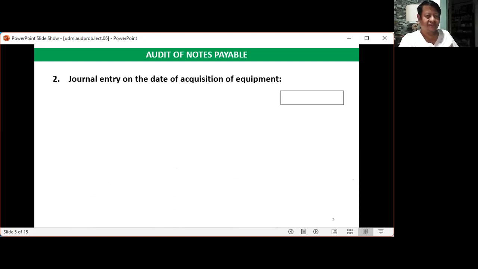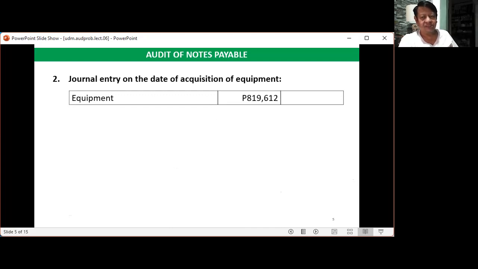So what is the journal entry on the date of the acquisition of the equipment? So of course, we will debit equipment. We will use the amount that we computed using the present value factor. So we will debit equipment 819,612 pesos.